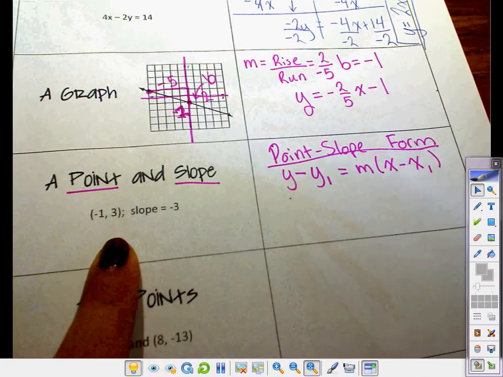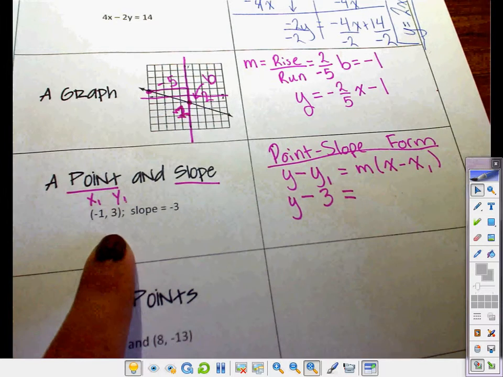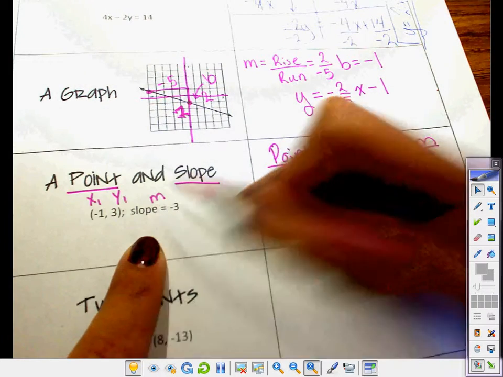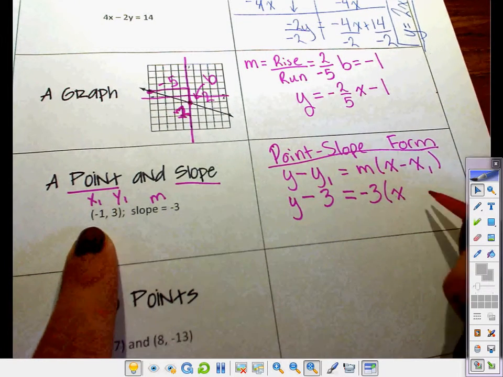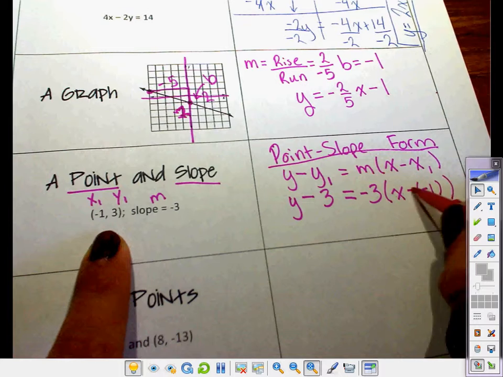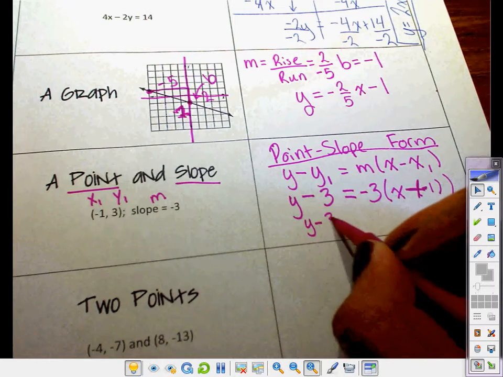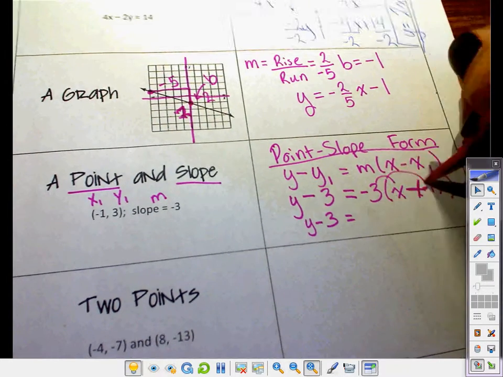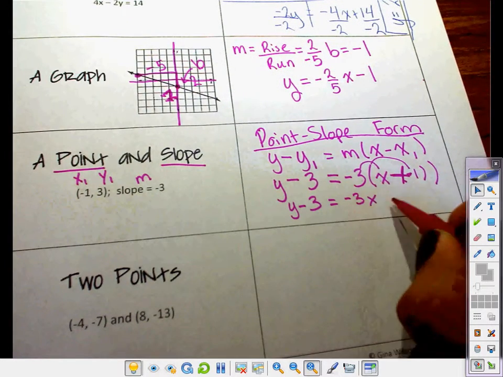So does the first y change? No, it just stays y. So y minus 3, because this ordered pair is x1, y1, so minus 3, equals, very good, that's my m, so negative 3 times x plus 1. How come it's plus? Because of the negative. So when I subtract negative 1, it actually makes that into a plus sign, right? Good. So now we can keep simplifying this. Y minus 3 equals, and I'll distribute my negative 3. So we'll have negative 3x minus 3.